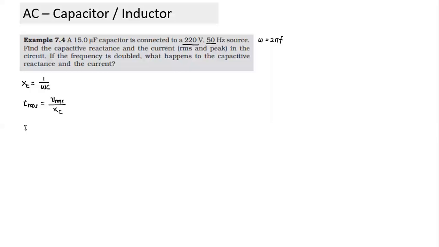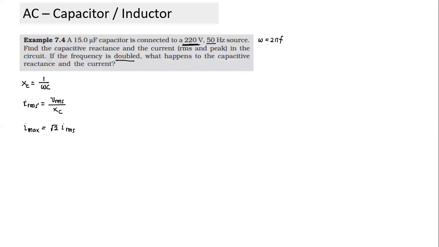If I have to find the max value of current, it will be equal to either V max divided by XC, or maximum value is equal to √2 times IRMS. This also we can easily find. The only thing is what happens if frequency is doubled. Suppose same source, now somehow we can change the frequency without changing the peak value of voltage. If frequency is doubled, omega also will become double. If omega becomes double, XC becomes half.